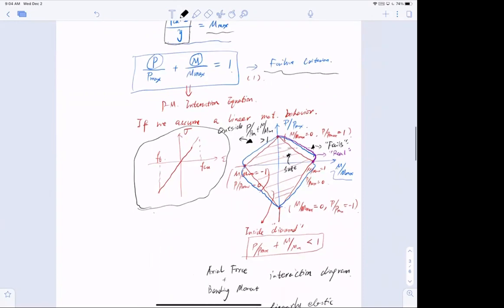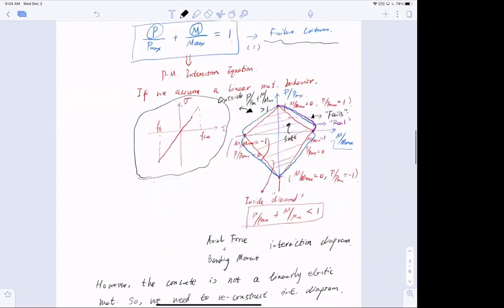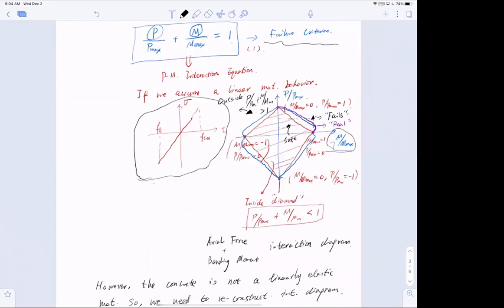The physical meaning of that is if we draw a moment and axial force diagram, we'll see this red diamond shape curve, and within the curve means the column is safe, and outside the curve means the column is not safe. It's going to fail, right? So that's the gist of the interaction diagram. This is the gist of the interaction diagram.